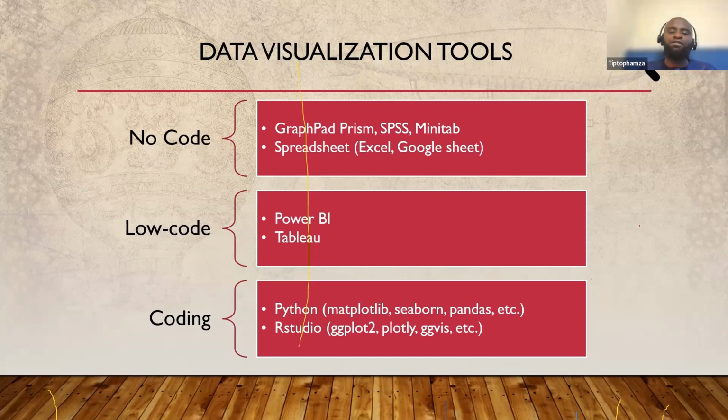So now, based on data visualization tools, I try as much as possible to categorize them in a way that we're going to understand. I categorize them into no code, low code, and coding. In most cases, people see no code and low code as the same thing. What no code or low code means is simply that it doesn't require much technicality. It doesn't require you to understand any programming language and all of that.